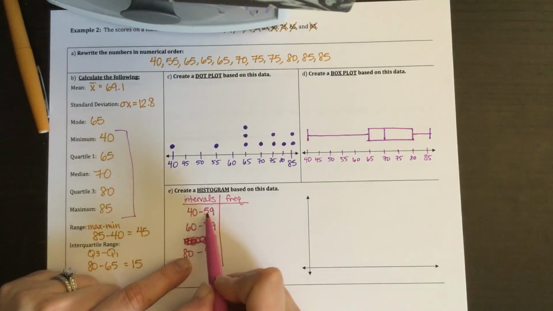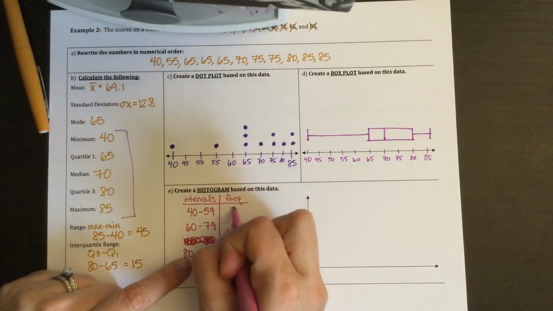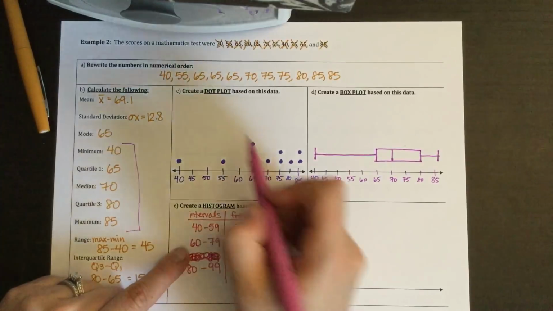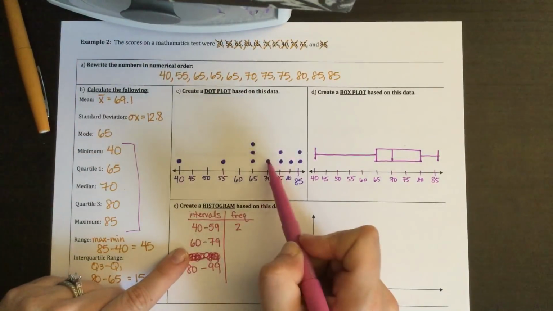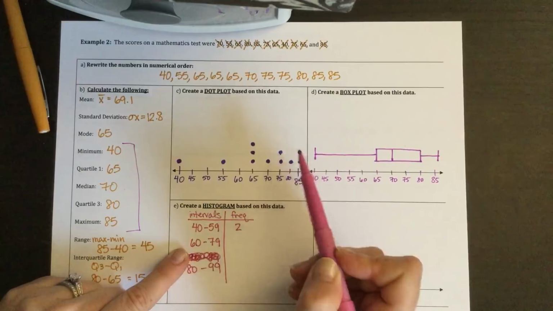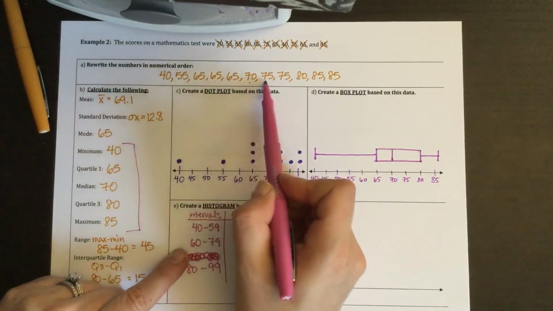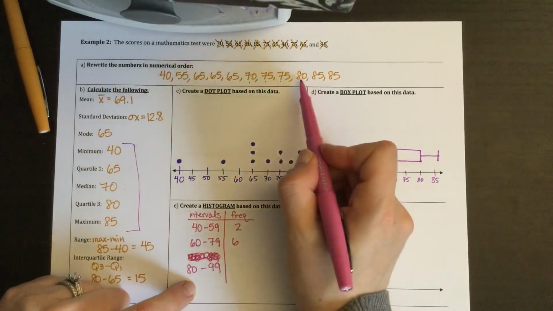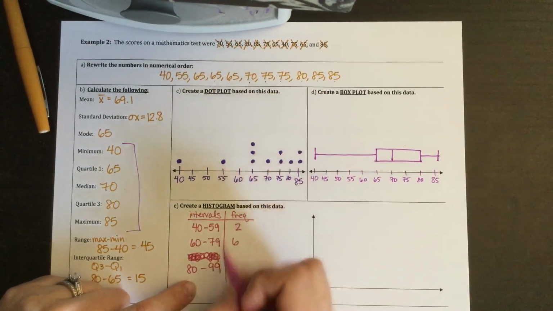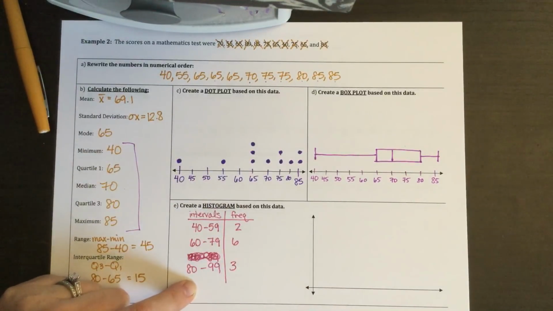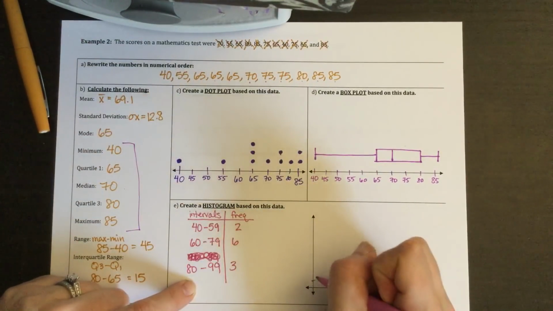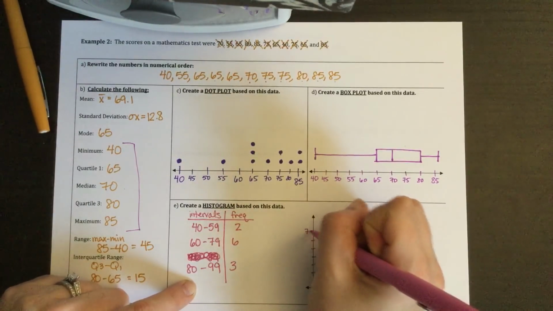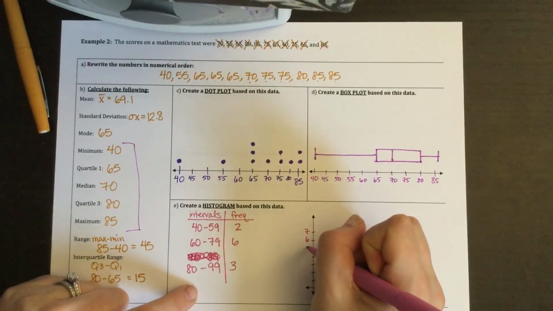So between 40 and 59, there are 2 numbers. Between 60 and 79, there are 1, 2, 3, 4, 5, 6 numbers. Between 80 and 99, there are 3. Okay, so I need to go 1, 2, 3, 4, 5, 6, 7, but really my highest frequency is 6.